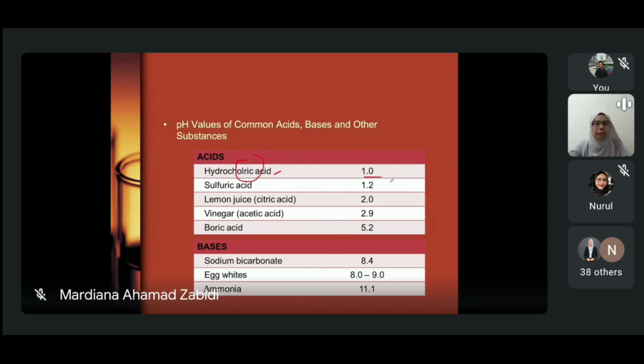And then sulfuric acid is also having a low pH, pH 1.2. But then when we talk about lemon juice, okay, lemon juice is from citric acid. It is considered acidic also. The pH is pH 2.0, and do you know that you can light up a bulb from lemon?